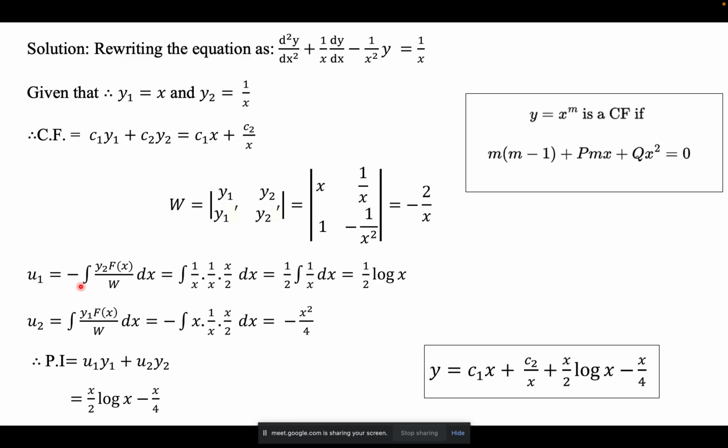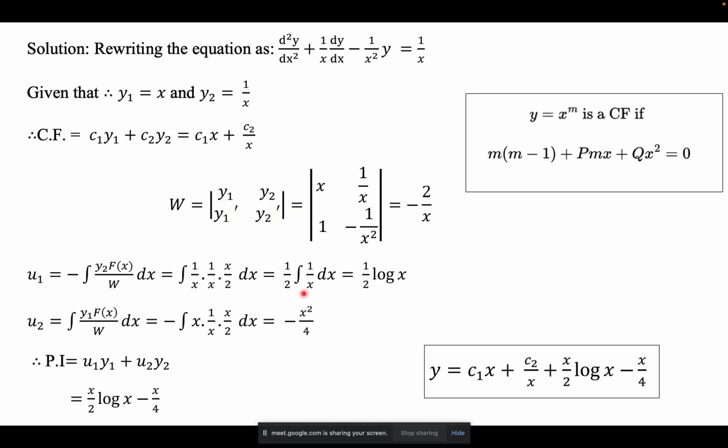So u1 again is given by minus y2 times the function which is on the right hand side upon the Wronskian times dx. So the value of y2 from here is 1 by x, right? So you have 1 by x times 1 by x, because your function on the right hand side is also 1 by x, and the Wronskian will be minus 2 by x. So when you write in the denominator minus 2 by x, x will come above and you also cancel the minus sign because it's appearing twice. So now you can cancel the x in the numerator and denominator because x is not equal to 0.